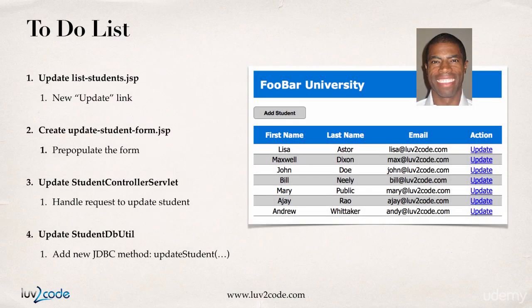All right, so let's get started. So the first item on our to-do list here is to update the list students.jsp and add the new update link.